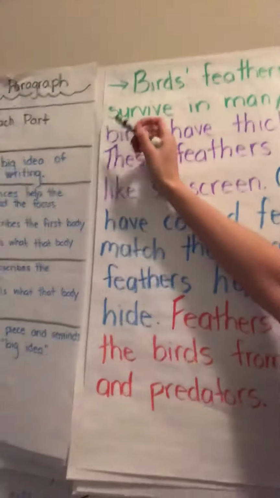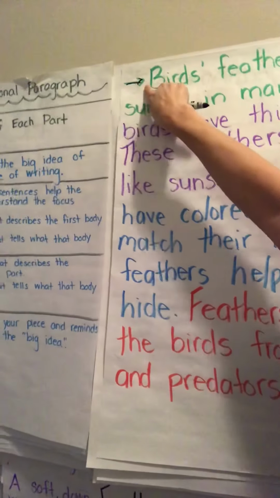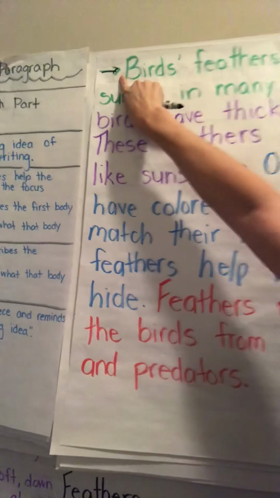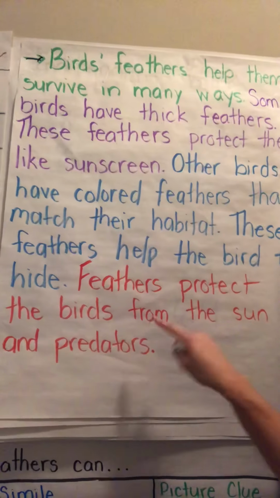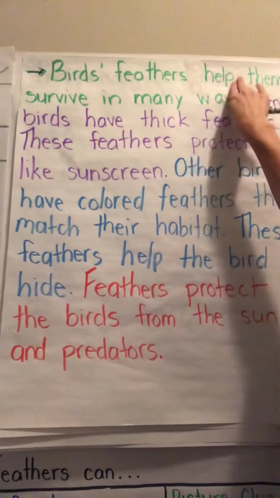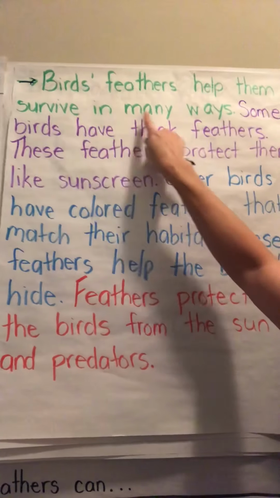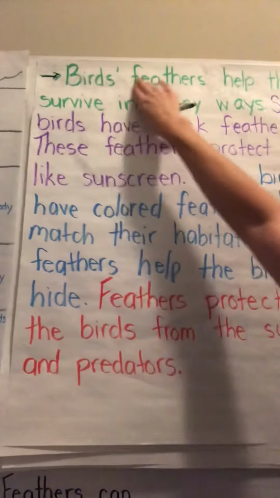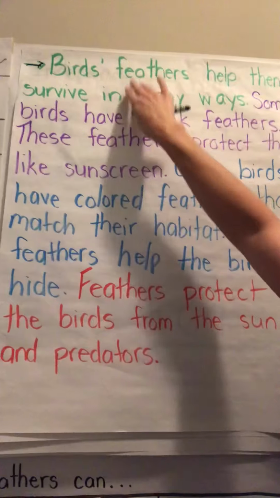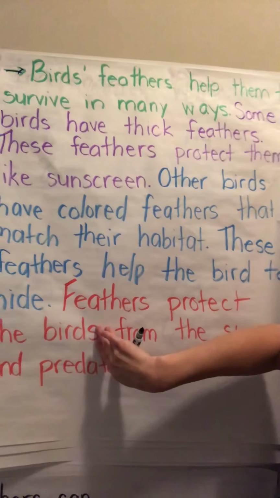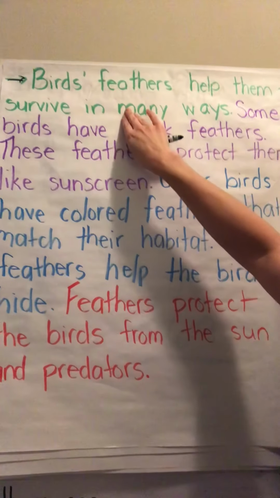So again, when we're writing our paragraph, we have something called an indent. We leave a little space so our reader knows where our paragraph starts. I did it in different colors so we know the different parts. Our first sentence is in green and it says, birds' feathers help them to survive in many ways. This first sentence is called our focus statement. And it's letting the reader know that we're going to be writing about what? Right, about how feathers are helping the birds survive.